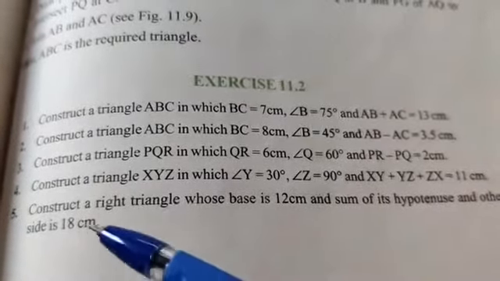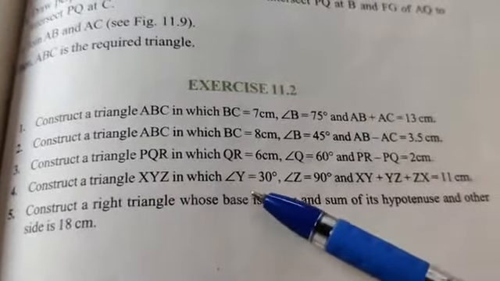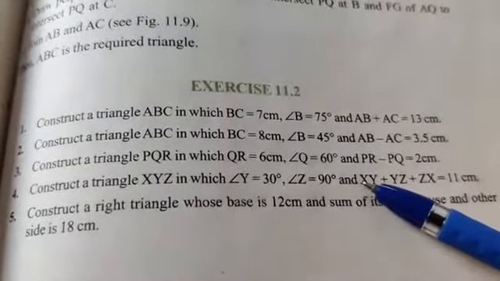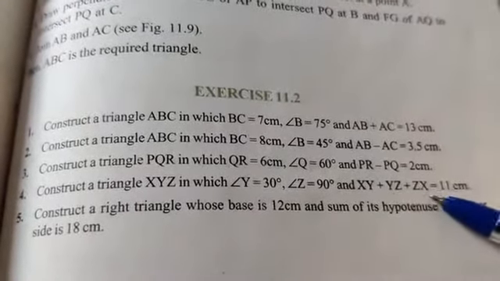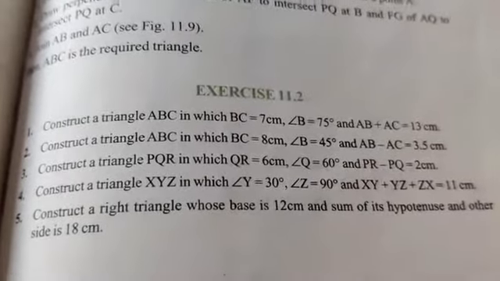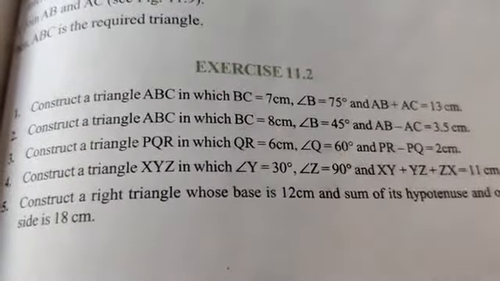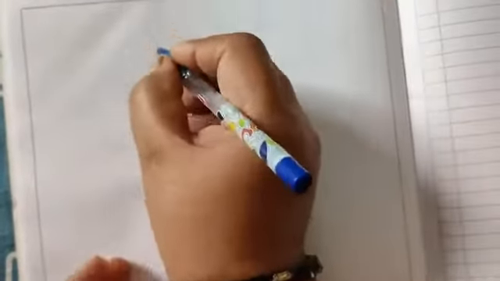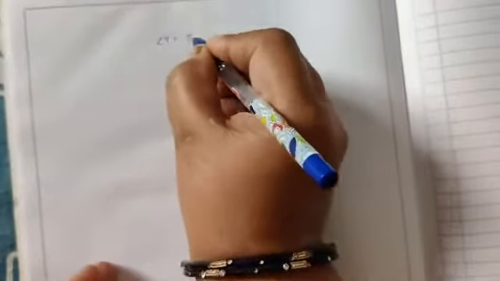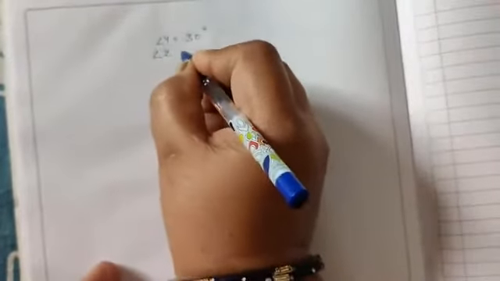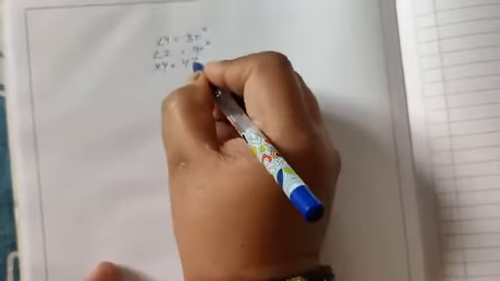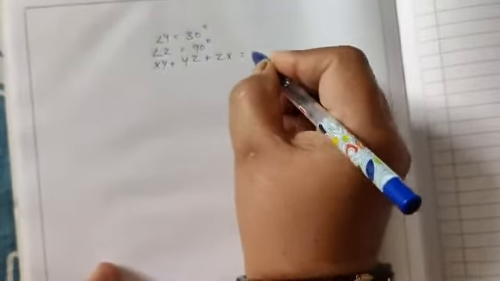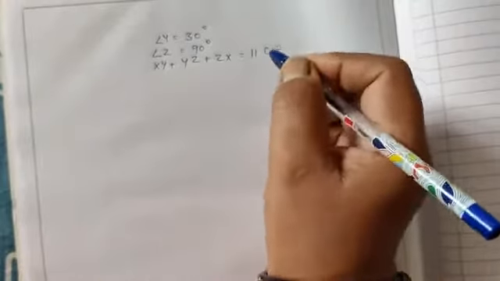Question number 4. Construct a triangle XYZ in which angle Y equals 30 degrees, angle Z equals 90 degrees, and XY plus YZ plus ZX equals 11 centimeter. It means the perimeter of the triangle is 11 centimeter.